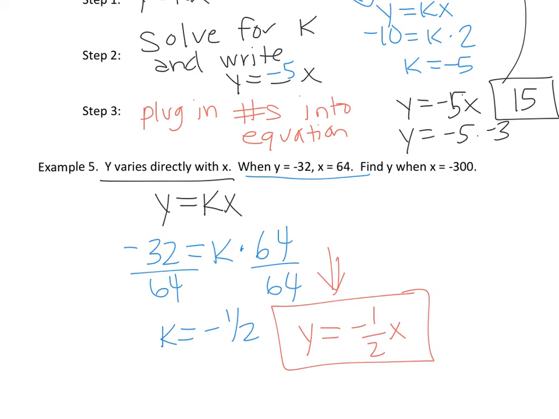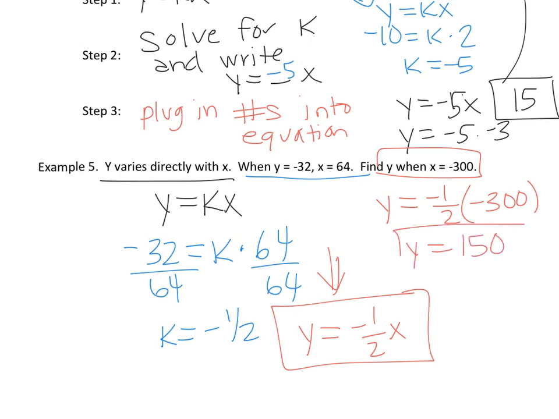And the last step is you plug in, find y when x is negative 300. So this, we're asking for y again, so find y when x is negative 300. I misspoke. Negative 300, so it's half of 300, so it's a positive 150. So we really want to have this equation just like how I had it right here. You had to find the k by plugging these two in.